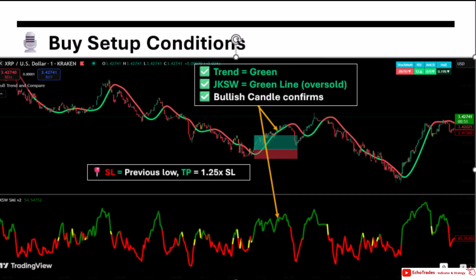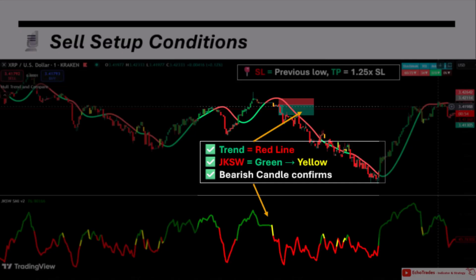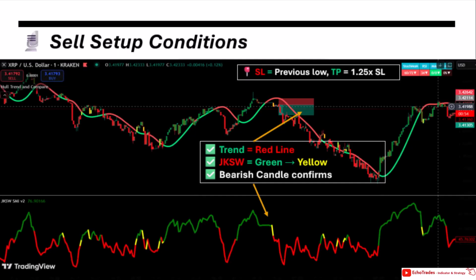Okay, what about selling? Is it just the mirror image? Pretty much, yeah. For a sell trade, first, the trend line needs to flip from green to yellow. Trend change signal. Second, the JKSW Momentum Index shows a red line. That's your overbought condition, price might be too high. Third, confirmation with a bearish candle. Price action agrees. Trend change, overbought momentum, bearish candle.